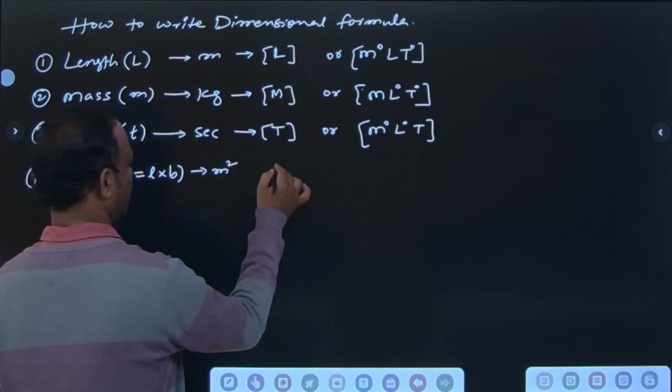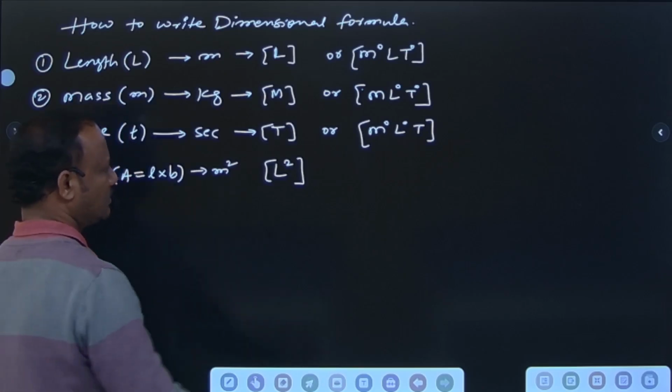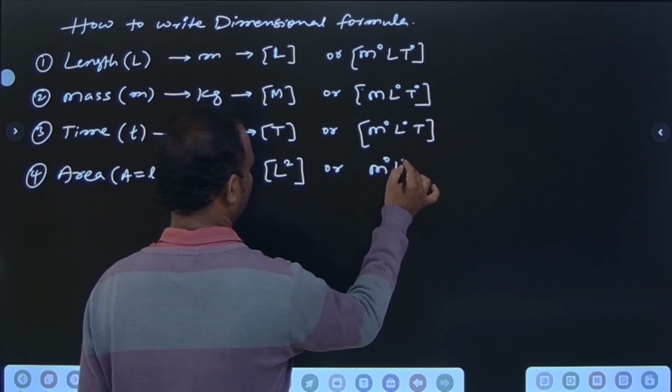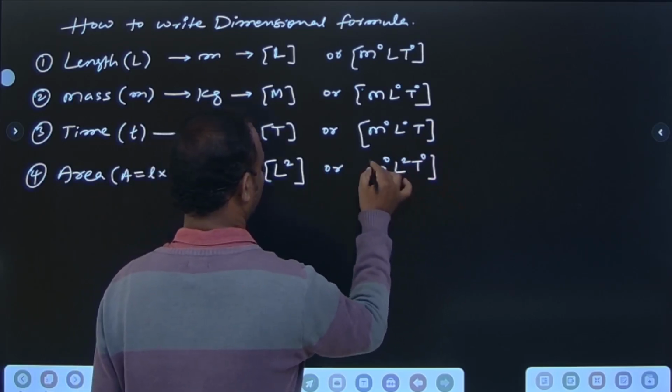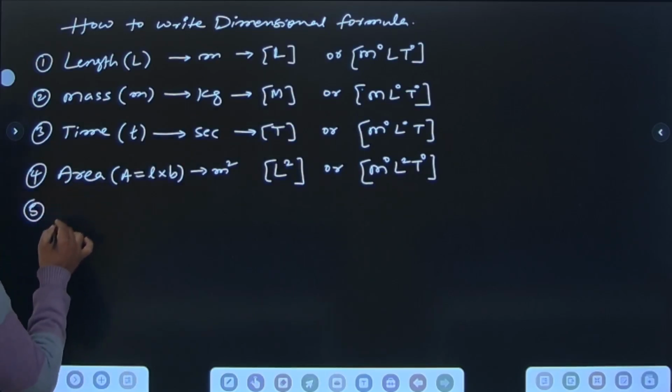Meter square means the dimension formula is, we can write, meter means it's a length. So length square, or M to the power of 0, L square, T power 0. Okay. Next one, for the fifth one, this is area.